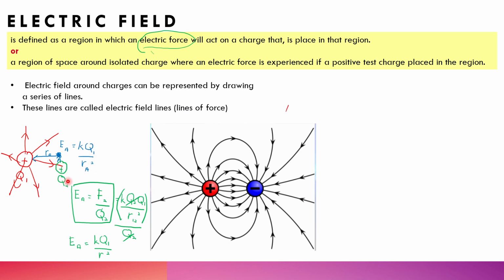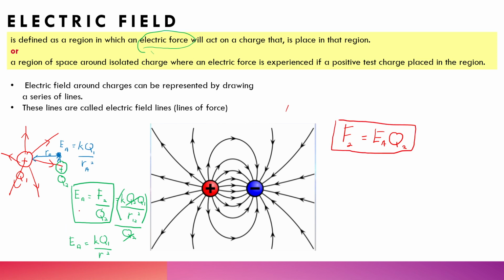So here Q2 acts as the test charge. Alright, and finally we can calculate where F2 at point A is equal to EA, the electric field strength at point A, times the test charge. So just now we have the test charge of Q2. So now we can calculate this one.